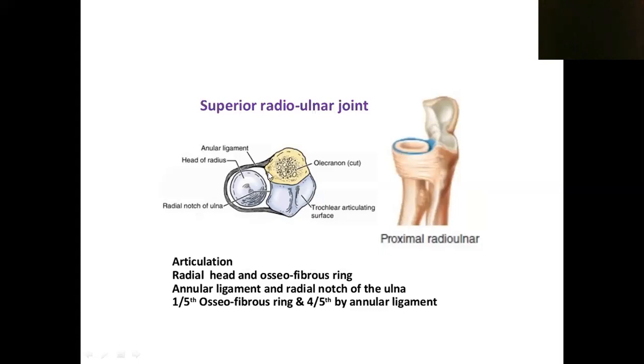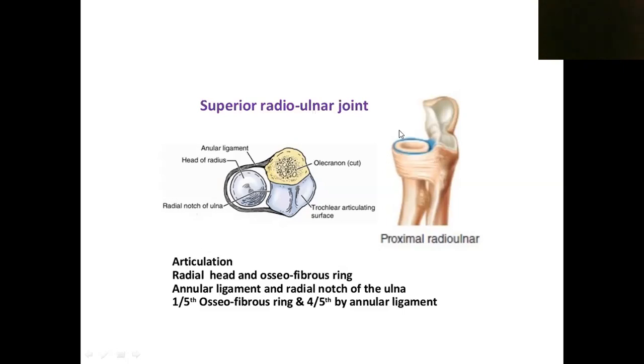Which part of the ulna? This notch, the radial notch of the ulna. This groove is known as the radial notch. Why is it known as the radial notch? It is for this radius. So this groove is known as the radial notch. Okay, and laterally this ligament is known as the annular ligament. You see, this is the annular ligament. This is the anterior view of the annular ligament.